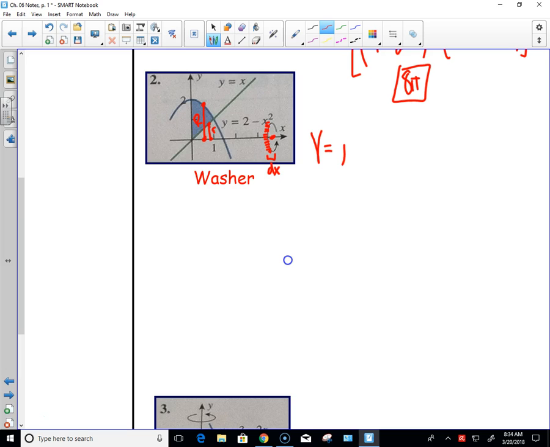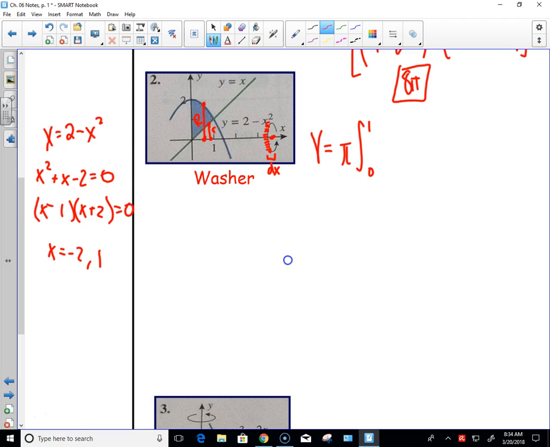So I'm going to have pi. Why am I going to put 0 to 1 really quickly? Why do I expect you to be able to see that? If worst comes to worst, couldn't you have set x equal to 2 minus x squared? Couldn't you have made sure the bound was that? And when you solved, you would have gotten everything to one side. Why would I choose the 1 and not the negative 2? Yeah, negative 2 is way over here somewhere. That's not even a part of my region. So 1 is the true intersection.